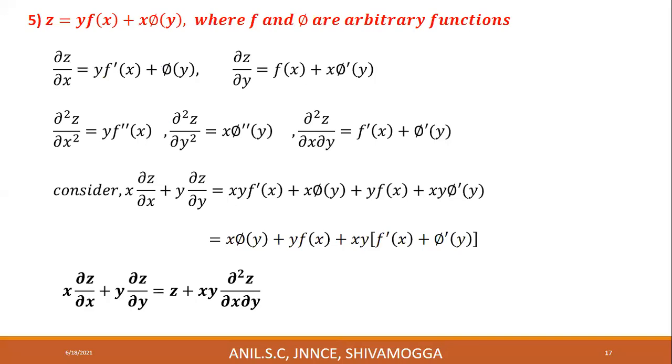This is an important problem. Z is equal to y into f of x plus x into phi of y, where both f and phi are arbitrary functions. That means we have to eliminate f and phi to construct the partial differential equation. Z is equal to y into f of x plus x into phi of y. Let this be equation number 1, given equation.